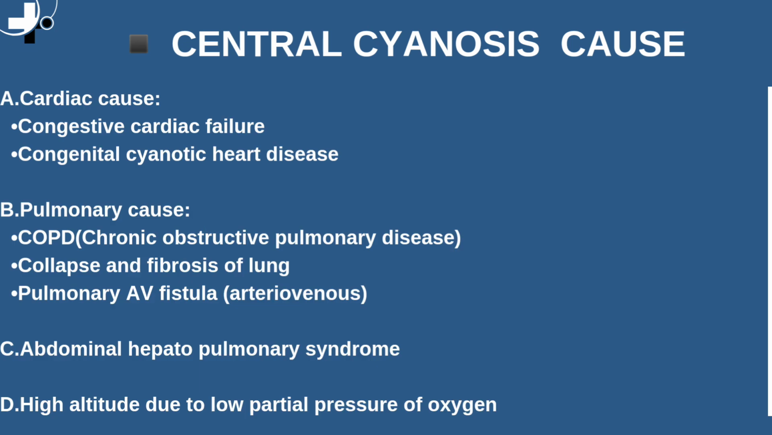Central cyanosis causes: A. Cardiac cause: congestive cardiac failure, congenital cyanotic heart disease. B. Pulmonary cause: COPD, chronic obstructive pulmonary disease, collapse and fibrosis of lung, pulmonary AV fistula. C. Abdominal: hepatopulmonary syndrome. D. High altitude, due to low partial pressure of oxygen.